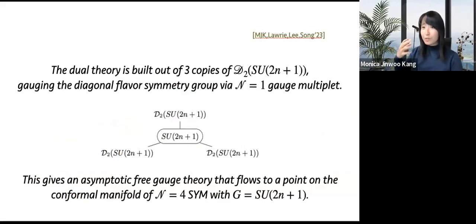So what we're going to do is, having now taken the 3 copies of D2 SU(odd)s, we'll now have a diagonal gauging of the flavor symmetry group. And we're going to do that explicitly by N=1 gauge multiplet. So by gauging in the N=1 sense, in the end, this theory will be an N=1 theory, as we'll have our symmetry broken down. Now, this will give us an asymptotically free gauge theory that will flow to the superconformal field theory at the IR fixed point, and that'll flow to a point on the conformal manifold of N=4 super Yang-Mills with SU(odd).